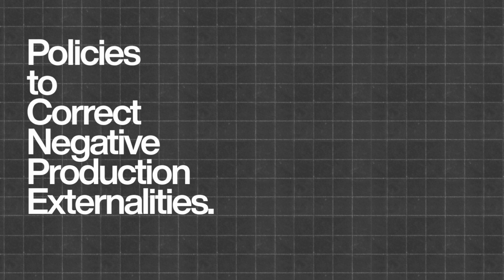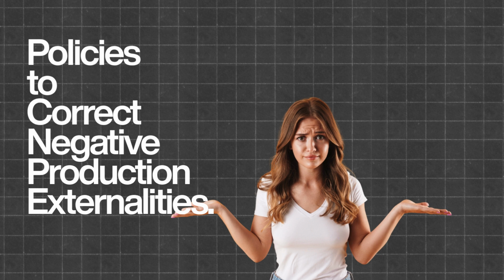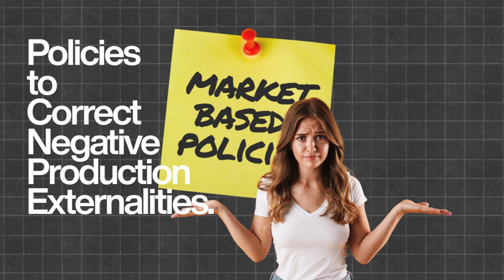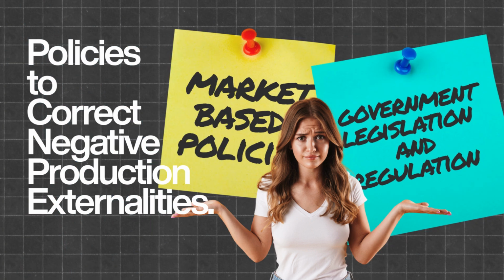So what can be done about it? Well, like with most concepts in economics, there are usually two schools of thought. One believes in letting the market solve the problem, and the other believes government intervention is needed. So we have both market-based policies and government legislation and regulation. They both have their advantages and disadvantages, so we'll look at each one separately.